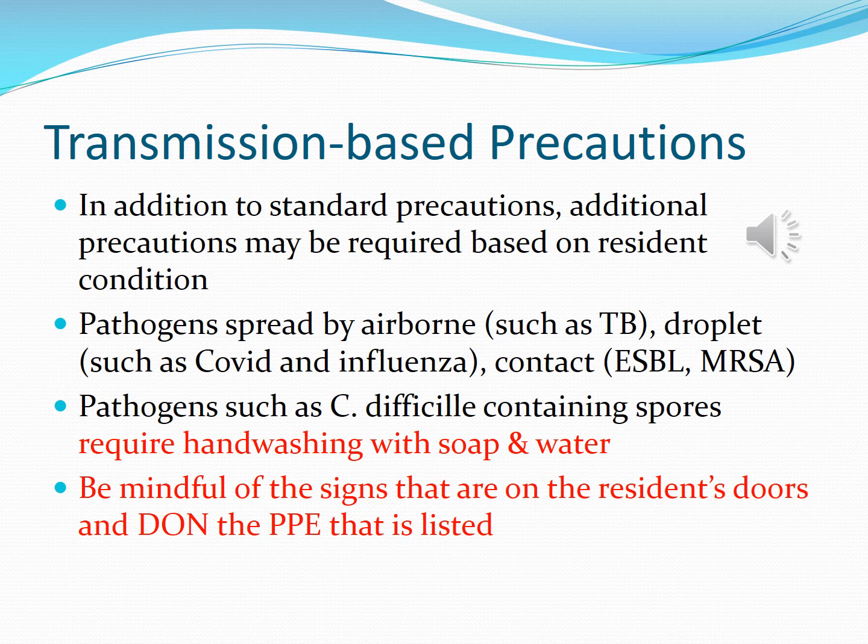Transmission-based precautions. In addition to standard precautions, additional precautions may be required based on resident condition. Pathogens spread by airborne such as TB, droplets such as COVID and influenza, contacts such as ESBL and MRSA, pathogens such as C. difficile containing spores require hand washing with soap and water. Be mindful of the signs that are on the residence doors and don the PPE that is listed. There should be a cart in front of every room that will have all the PPE required.